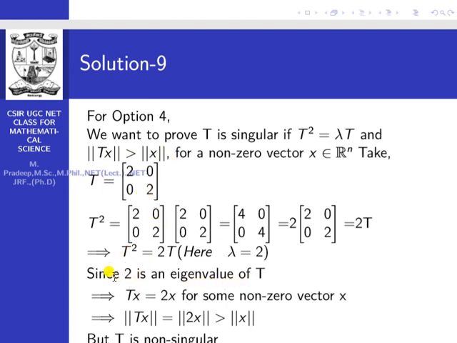2 is the eigen value of T ன்றதுனால when you use the characteristic equation definition, Tx equal to 2x. Okay, when you take the norm on both sides, norm of Tx equal to norm of 2x, norm of 2x we can express greater than norm x ன்னு எழுதலாம். ஸோ greater than norm x.